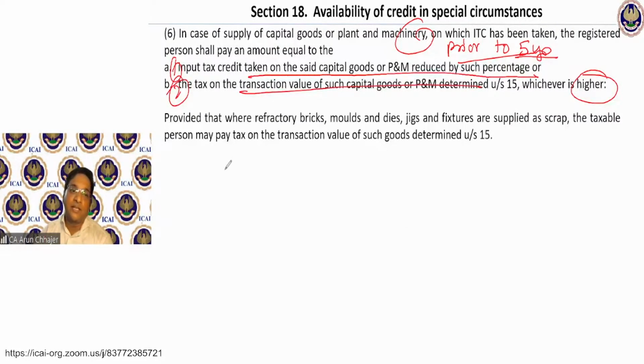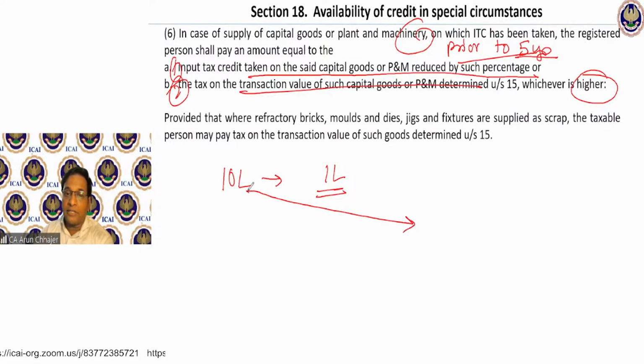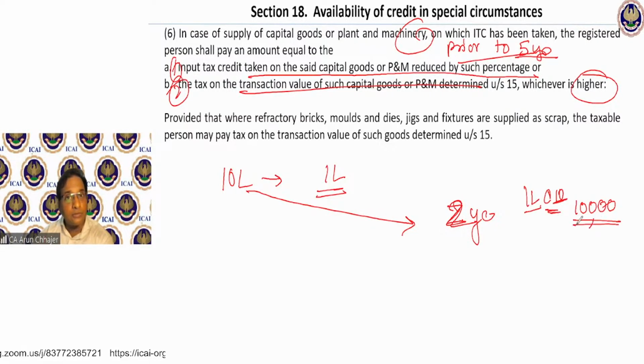reduced by such percentage. Suppose you have purchased capital goods of 10 lakh on which the GST was 1 lakh. I am rounding off to ease the calculation. And this particular plant and machinery you have sold after 2 years, let's say for 10,000 rupees. So 1 lakh was the taxable value and tax was 10,000, let's say. What is the tax on the transaction value? 10,000. You need to pay only 10,000.